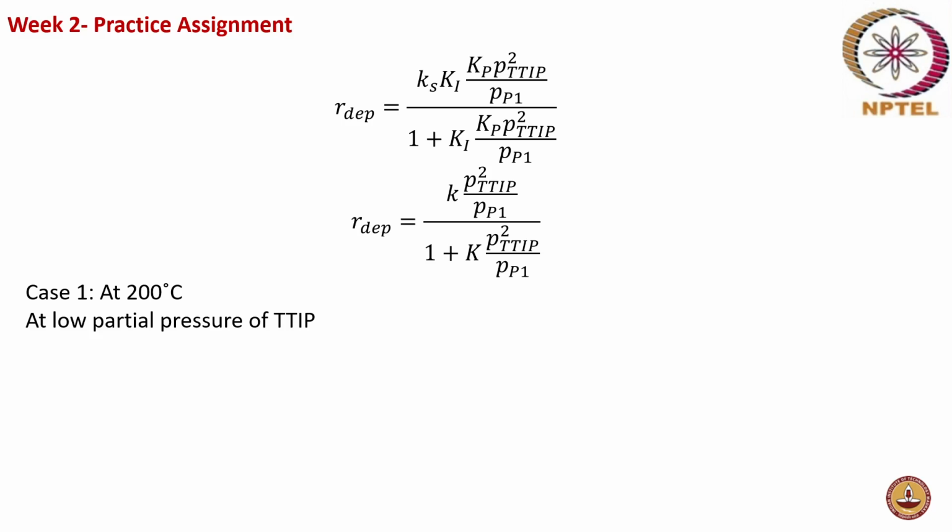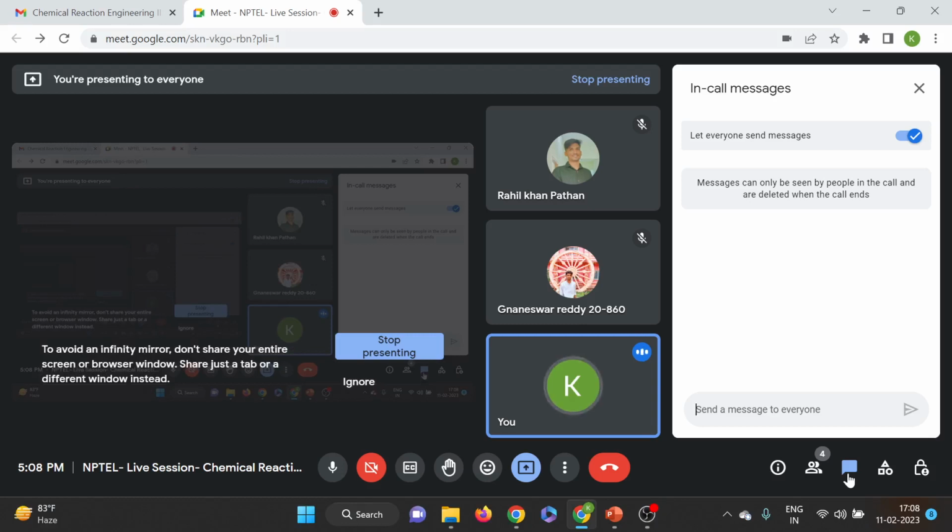Hello, ma'am. Yeah. Yeah, tell me, Rahil. You were trying to say something. I think you're on mute again. Hello. Okay, you're saying assuming partial pressure of P1 is high. It is not the case.